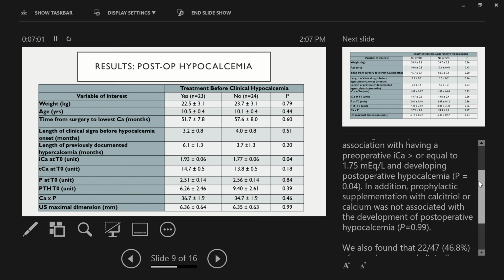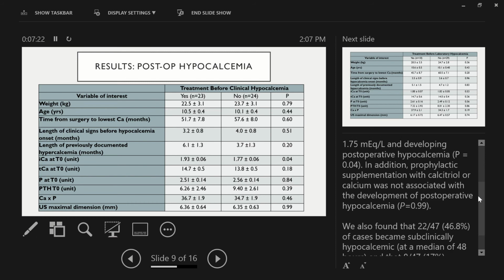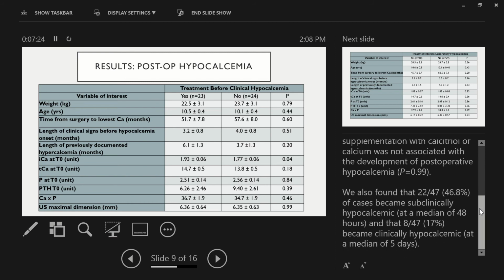In addition, perhaps most importantly for us as clinicians, prophylactic supplementation with calcitriol or calcium was not associated with the development of postoperative hypocalcemia. We saw that even at our own hospital, we were using these medications prophylactically in a number of cases, just based off previous studies, and they didn't seem to have any added benefit. In addition, you can see that there are plenty of other variables here that didn't really have an effect.